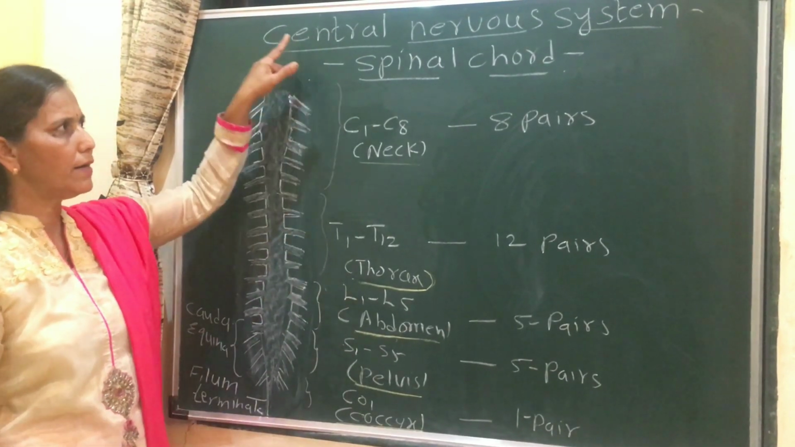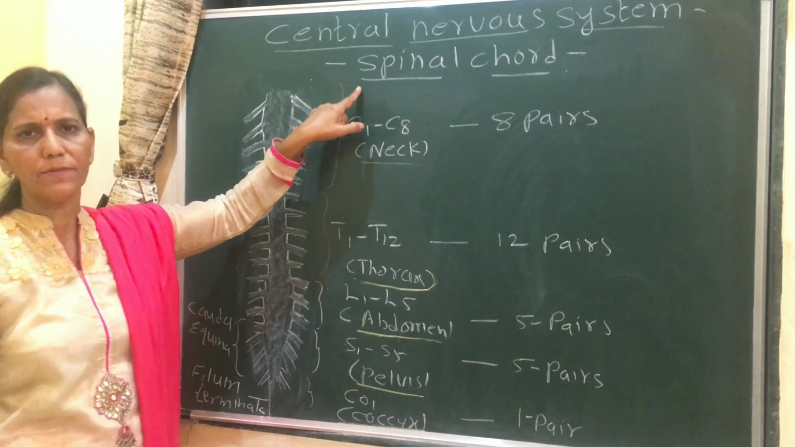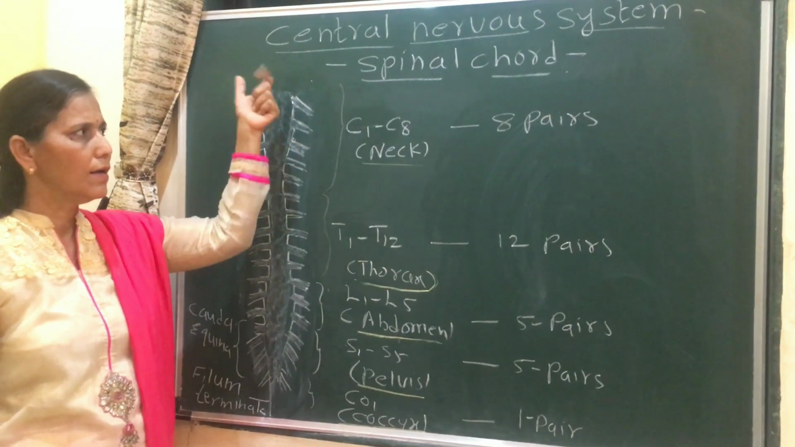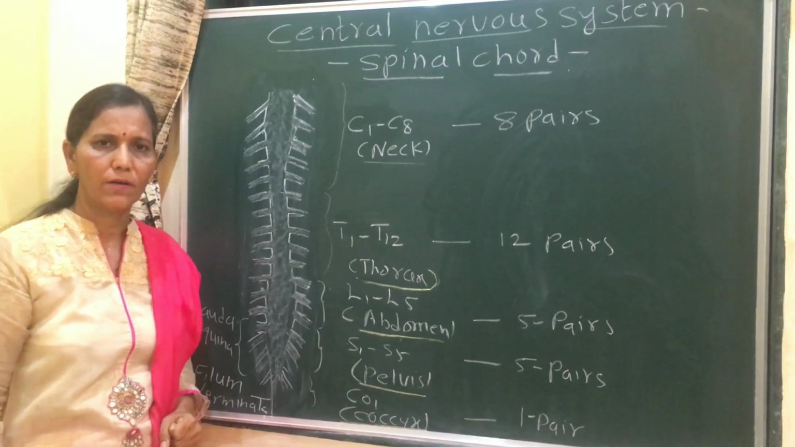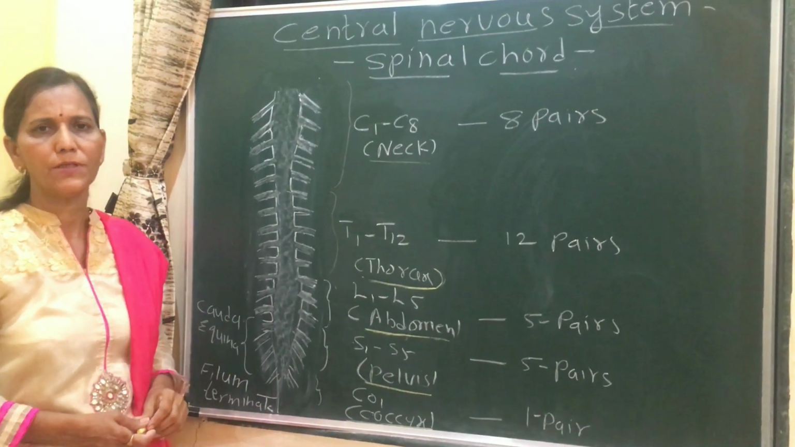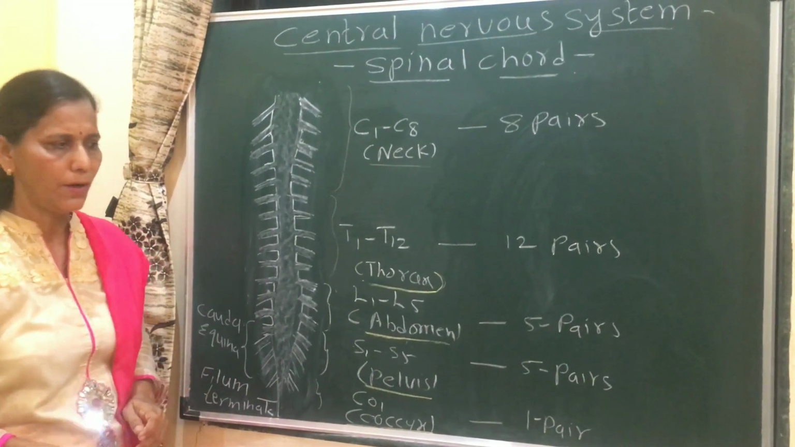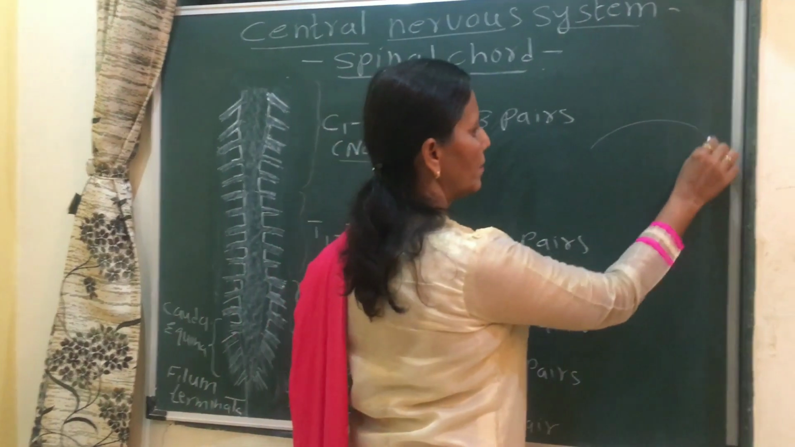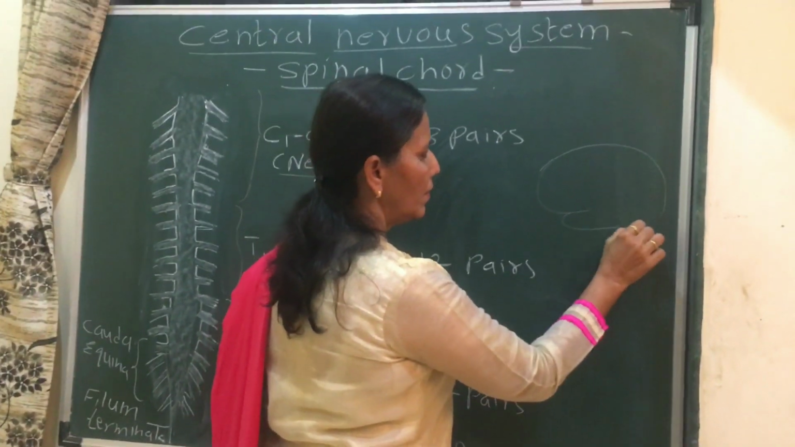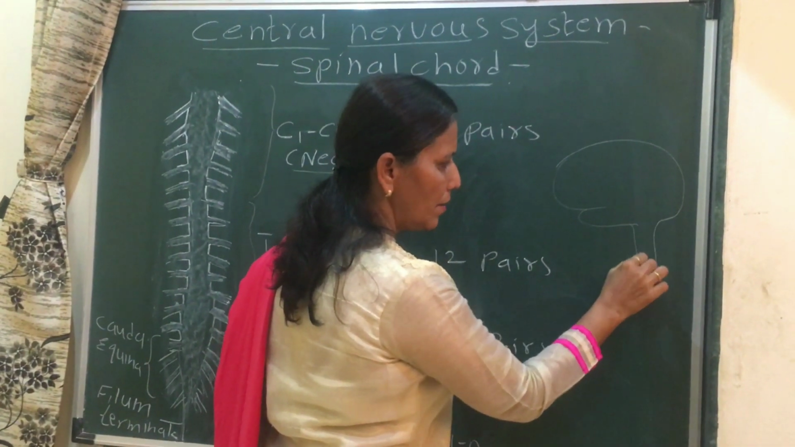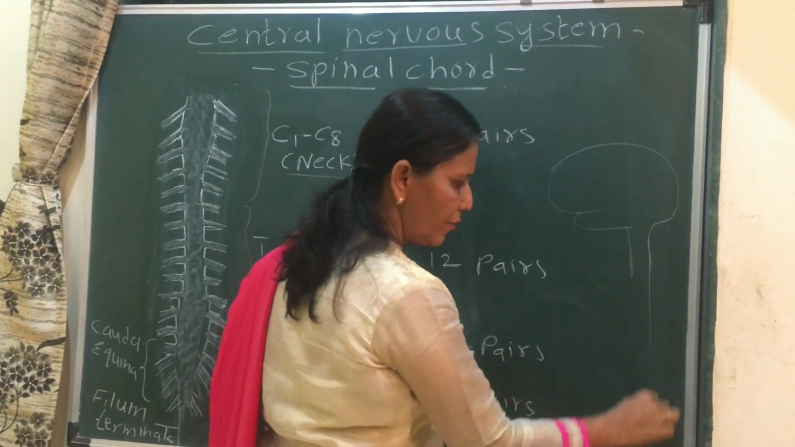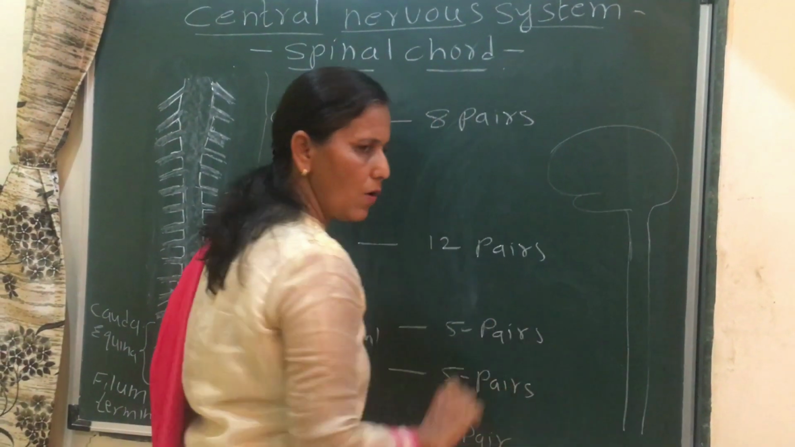The central nervous system consists of two parts, that is brain and spinal cord. What is the definition of spinal cord? Spinal cord is a posterior continuation of medulla oblongata. This is the brain. This part is the medulla oblongata and it further continues as the spinal cord.